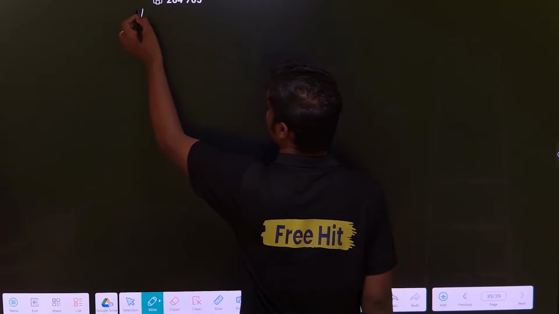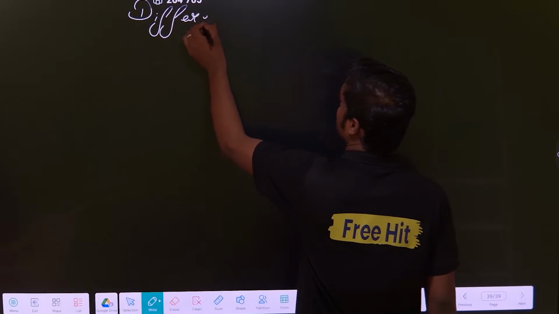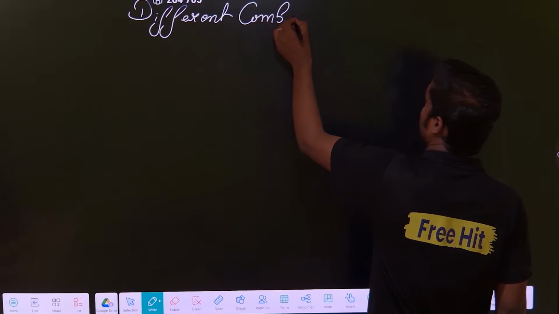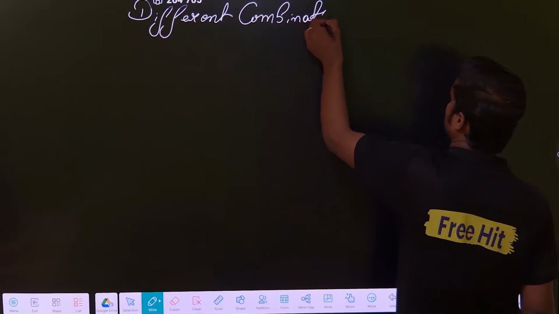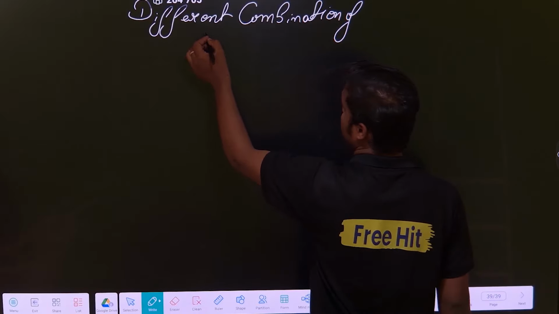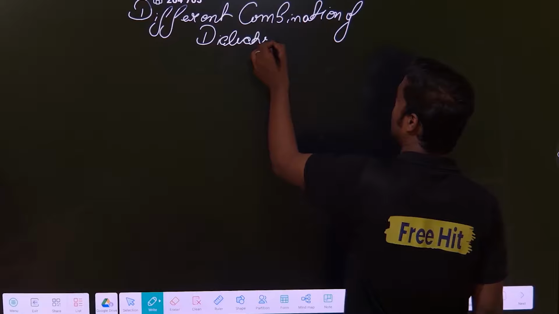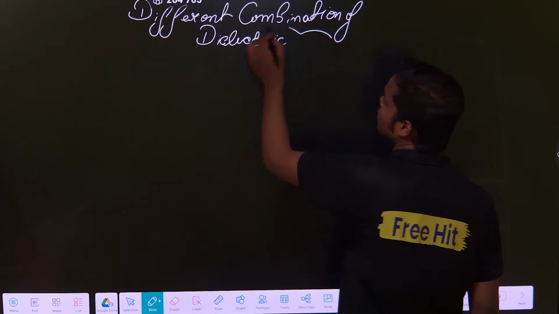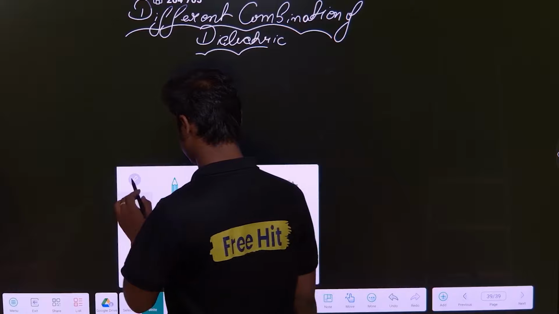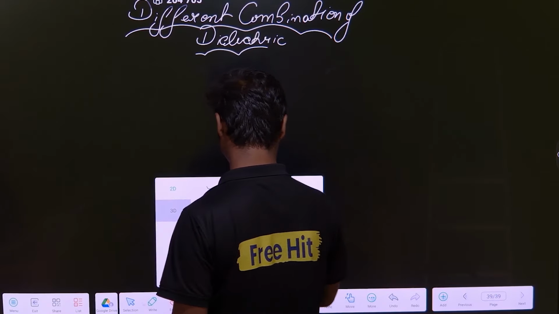This is the different combination of dielectrics. It means how we can fill this dielectric; different combinations are possible. Let us discuss these combinations in detail. So let us start with one example.